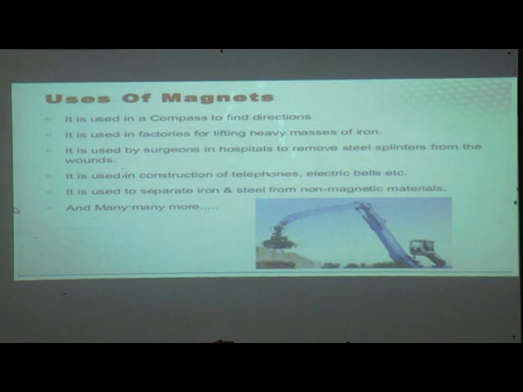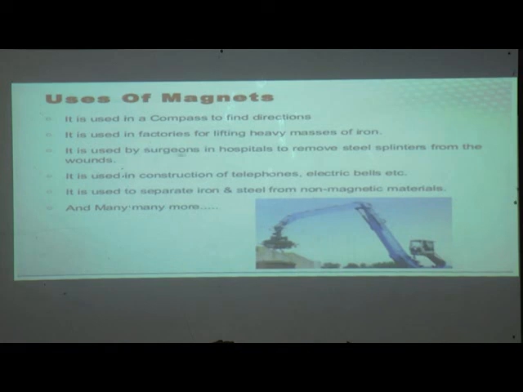Last point, uses of magnets. It is used in a compass to find directions, based on its properties. By the properties of magnets we can use them in our day-to-day life, like in a compass box for direction. It is used in factories for lifting heavy masses of iron. Here you can see it lifting a very heavy mass of iron by this magnetic property.